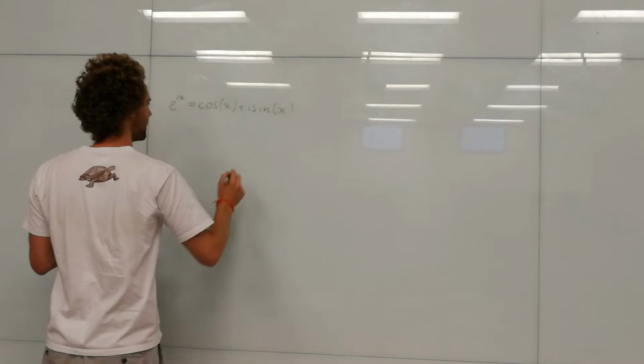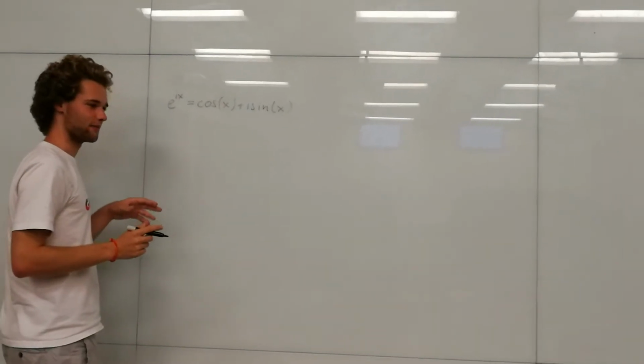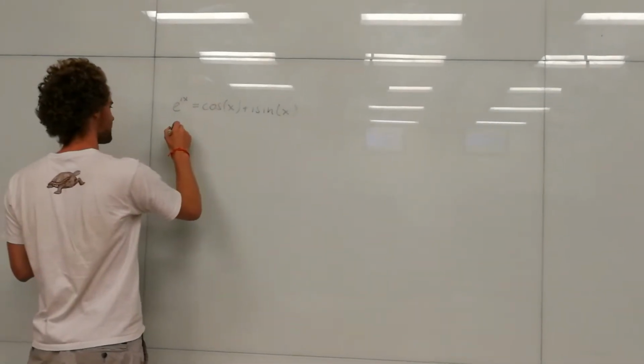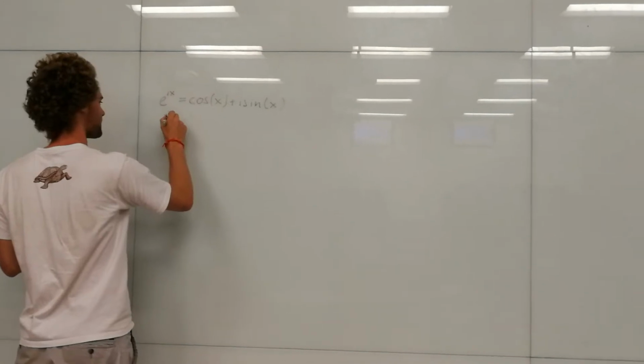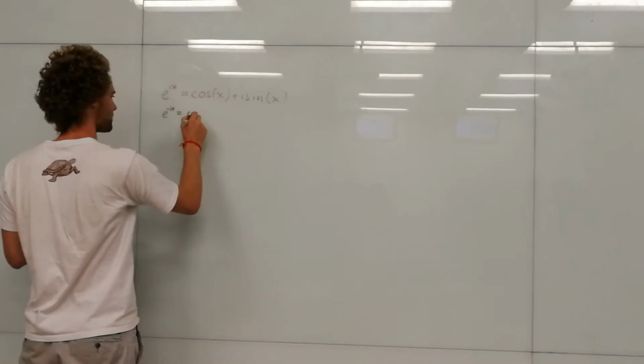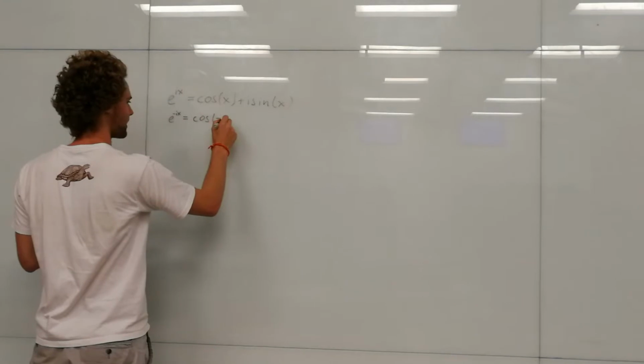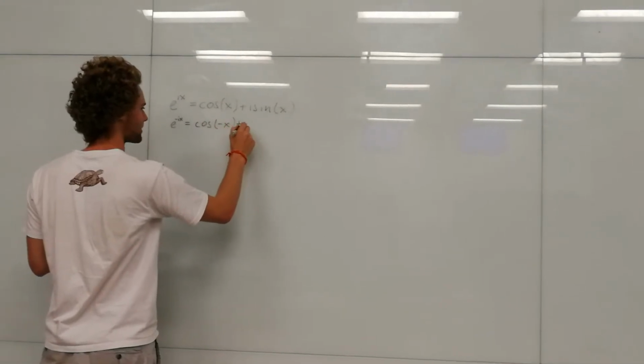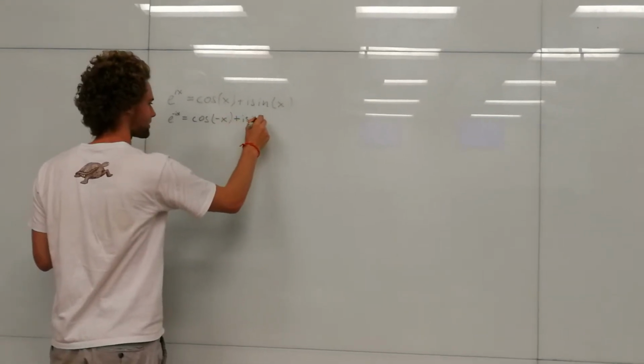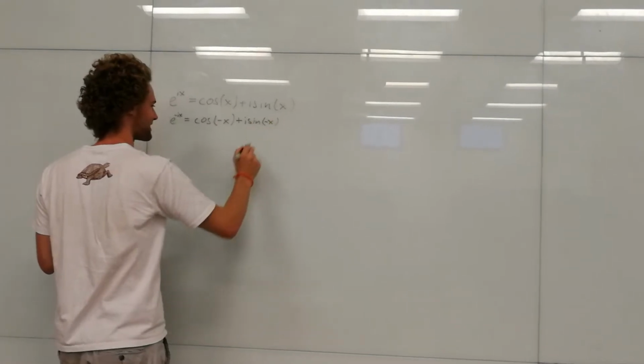So let's have a look at e to the minus ix. So e to the minus ix is cosine of minus x plus i sine of minus x.